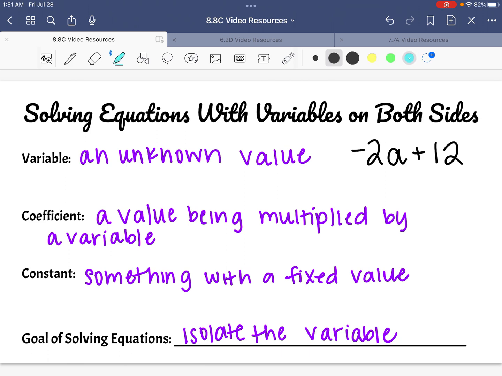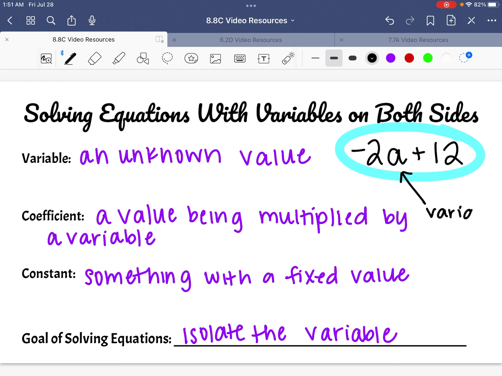And so when we look at this example of -2a plus 12, our variable is represented by a because that is what we don't know. A coefficient is any value that is being multiplied by a variable. And so my variable a is being multiplied by the value of -2. So the whole value of -2 is our coefficient.